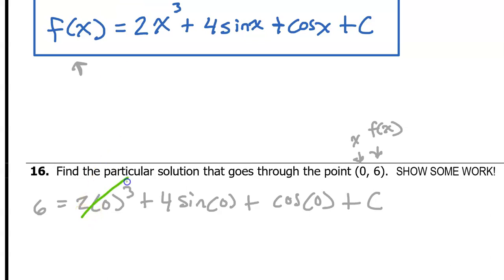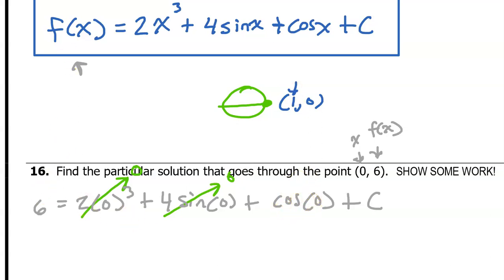This 0 term is going to become 0. I also know that the sine of 0 is 0. Do you need a refresher on this? I don't think you do. Sine is a y value. So 0 radians is right here. The y value is 0. That's why sine of 0 is 0. What about the cosine of 0? Well, cosine is the x value. And this is the point 1, 0. So cosine of 0 is 1.